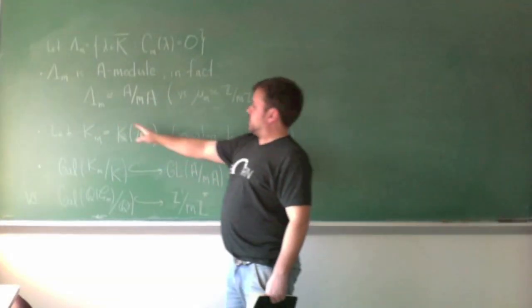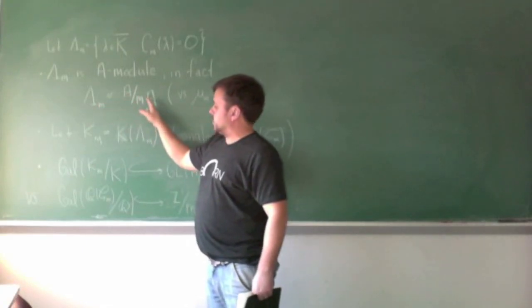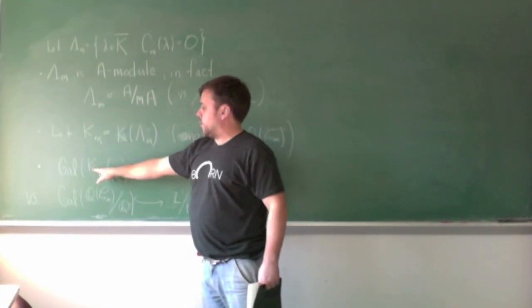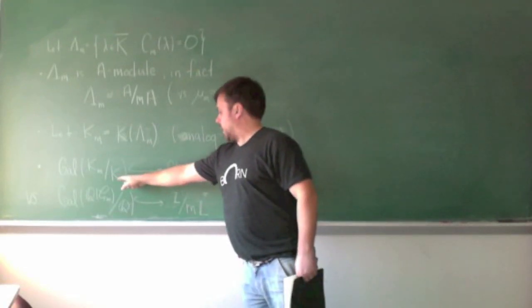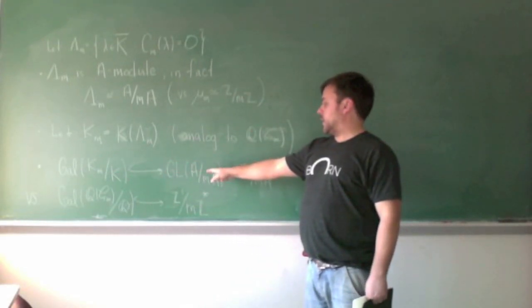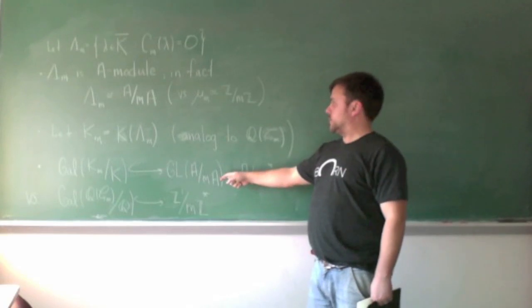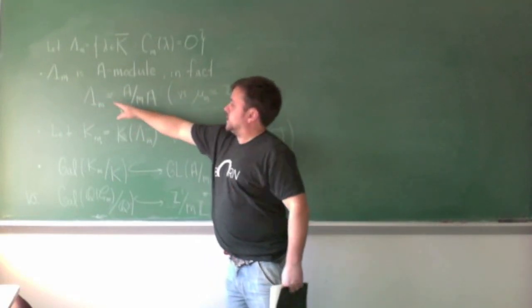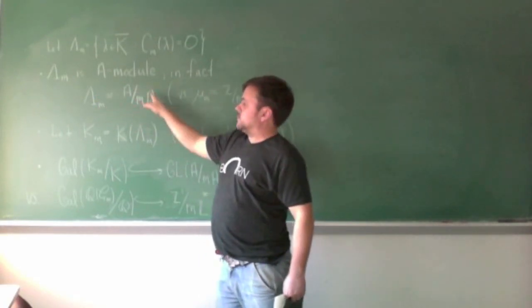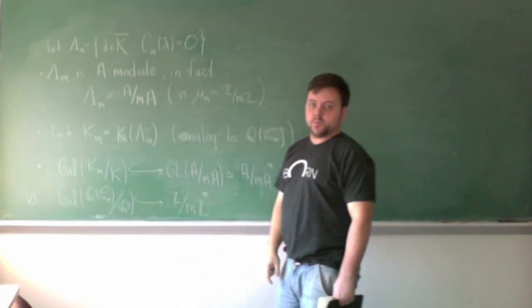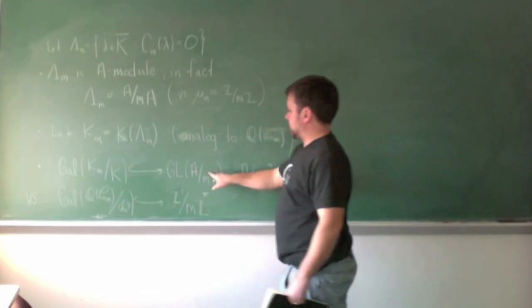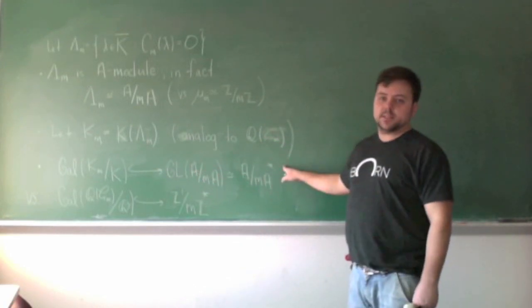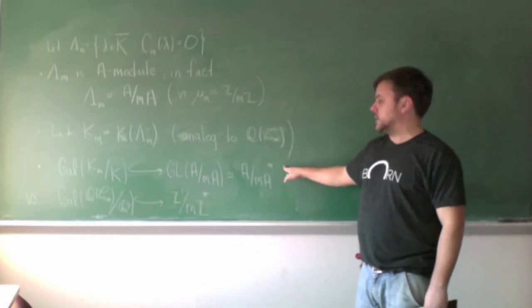And considering this identification, there's an injection of the Galois group of Km over K into GL of A mod MA. In other words, if you start permuting these things in some linear fashion, then you're doing that on the right-hand side as well. So we can make this injection, and this is isomorphic to (A mod MA) star. That's just a simple thing.